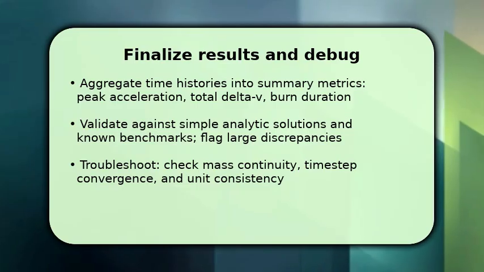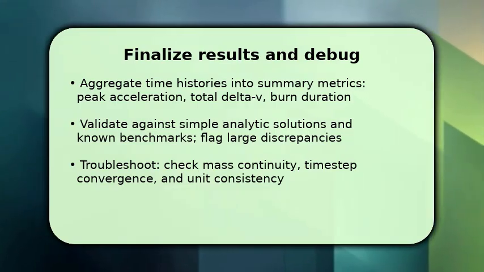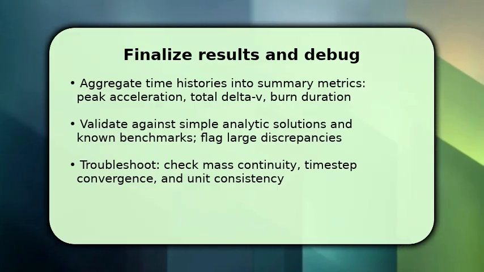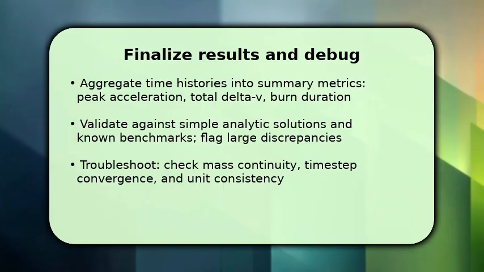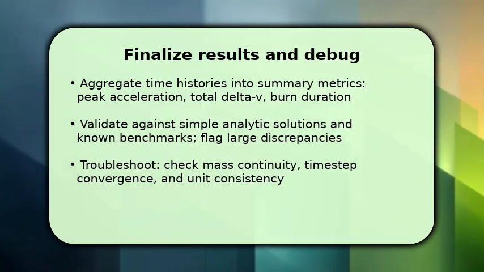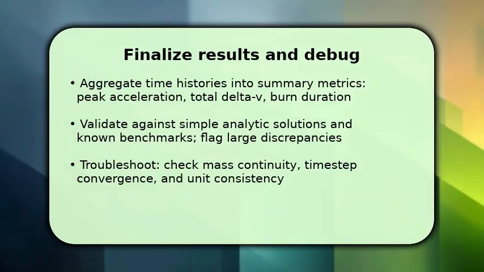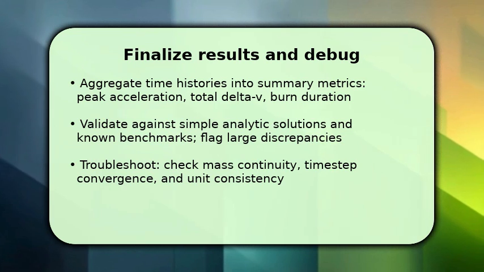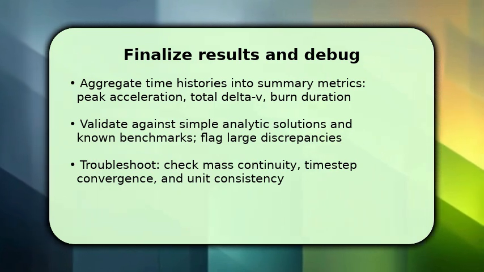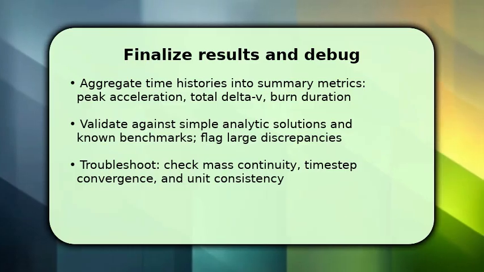Finish by compiling time histories into concise metrics: total delta V, peak acceleration, burn duration, and propellant consumption. Next, cross-validate your outputs against analytic Tsiolkovsky estimates and any experimental or historical benchmarks to ensure plausibility. Once validated, prepare sensitivity charts and margin tables for decision-making.